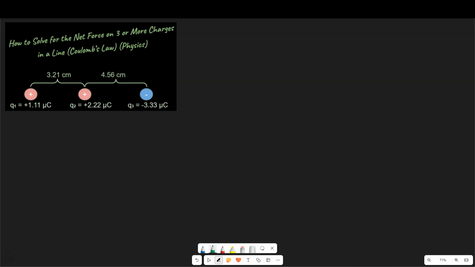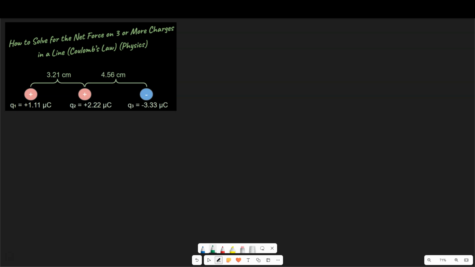Hey, welcome back. Today we're going to be talking through how to deal with net force problems with three or more charges in a line. So specifically we're talking about using Coulomb's law and applying it, usually in the context of some physics class that students need to learn how to understand how to do this. And I'm assuming you've done a little bit of Coulomb's law intro already. If not, I've got a link to a video in case you're curious in the upper right about now.